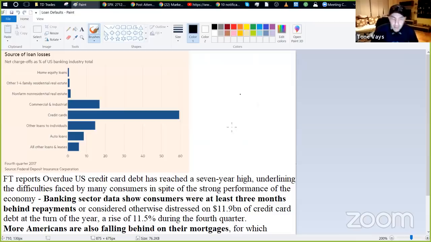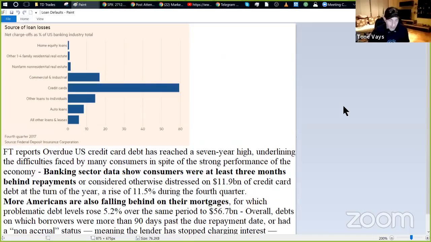Oh, yeah. I forgot to mention this in the bond area. This is not good. Maybe Bitcoin had something to do with this. Net charge-off, the percent, what do we got? FT reports overdue U.S. credit card debt. Look at U.S. credit card debt that people aren't paying. Now, credit card is actually unsecured debt. Of all the debt, this actually makes sense, right?